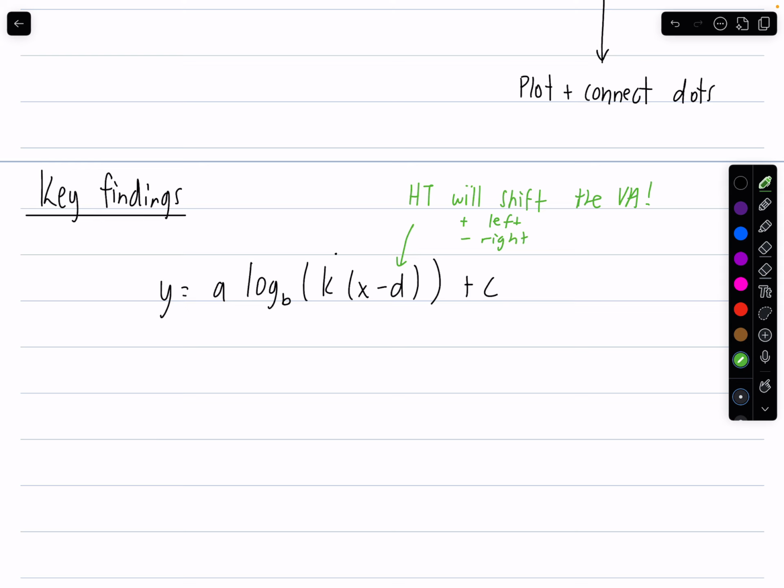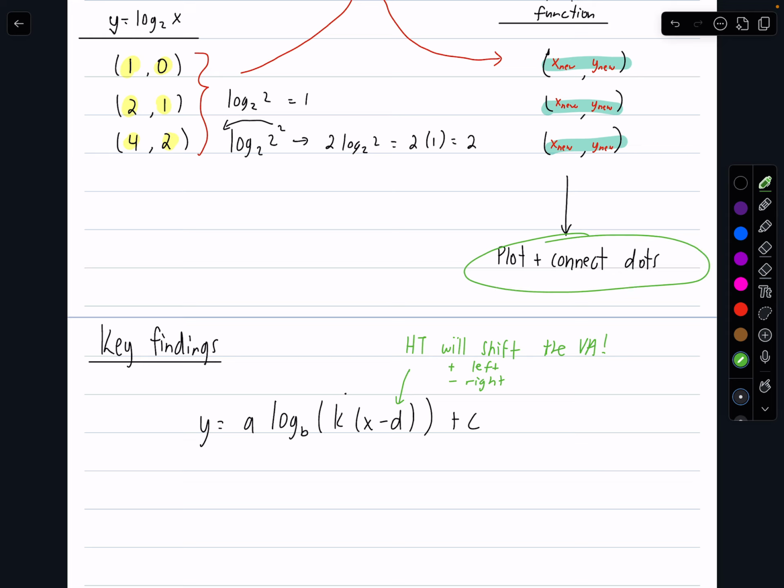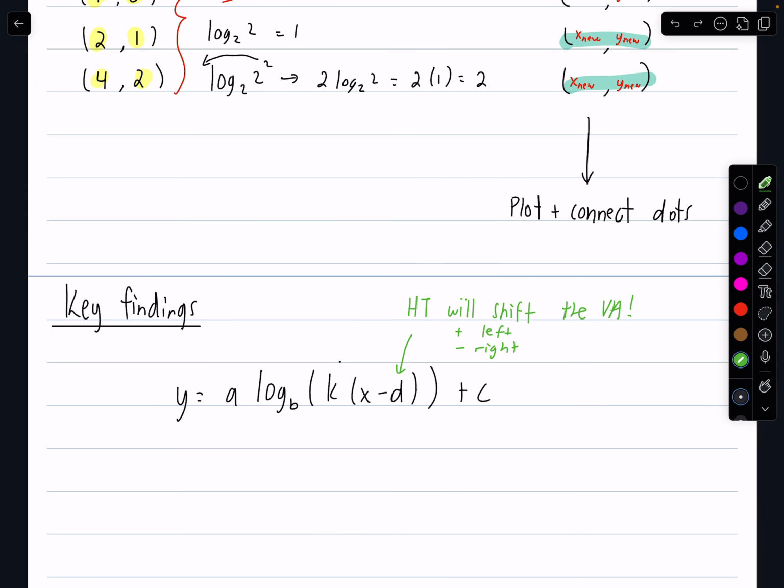And the reason I'm telling you guys this is because it's one thing to just plot these new points and connect the dots. But remember, in logarithmic functions, we also have a vertical asymptote, right? Sometimes with the base function, it's going to be x equals 0, as we know from the previous lesson. But as we move this left or right, that's going to affect the vertical asymptote. So that d value is very, very important in being able to plot the logarithmic function on the graph.